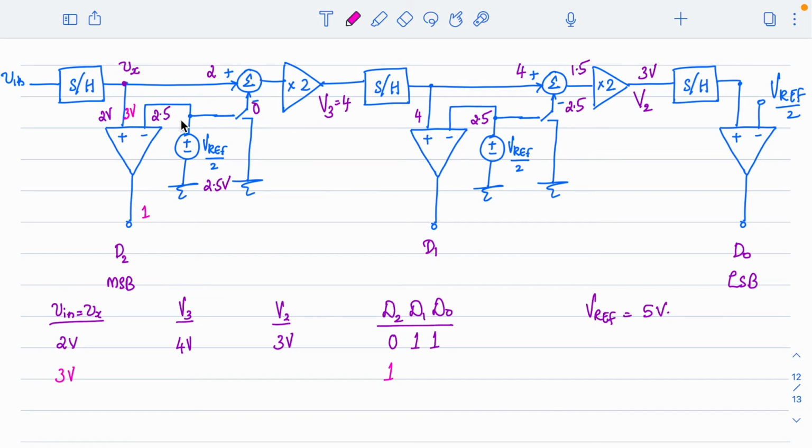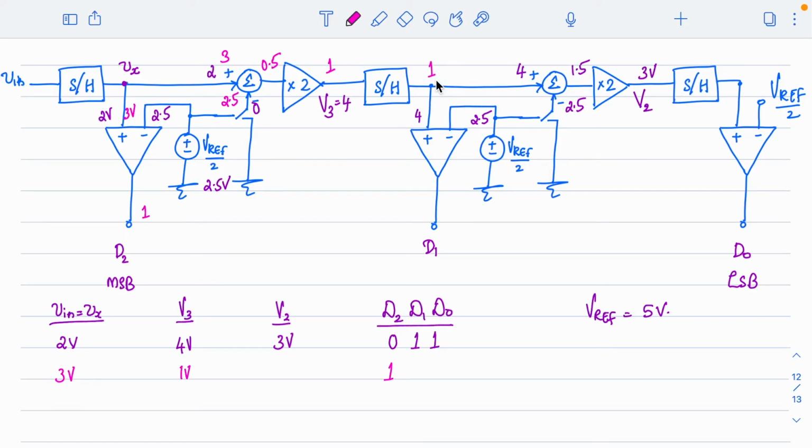Now this is 3, this is 2.5 and since your input is greater than 2.5, what will be subtracted? 2.5 will be subtracted from 3. So the result is 0.5. 0.5 will be multiplied by 2, you will get 1 as V3, so your V3 will be equal to 1 volt. Alright, now V3 is 1, so 1 will come directly, 1 you will get here.